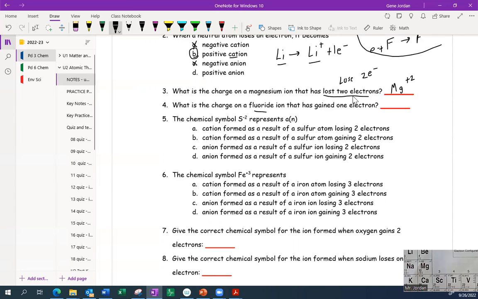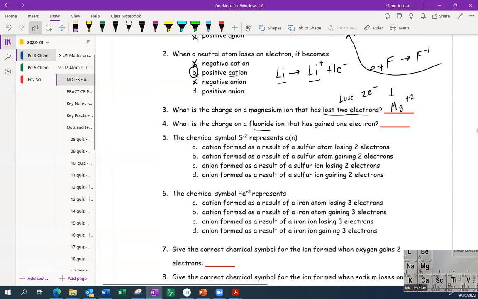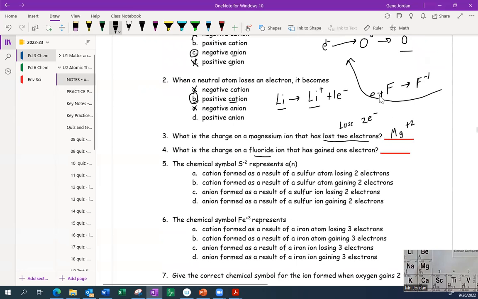What is the charge of a fluoride? Actually, I gave the example here that has gained an electron. So here's the example: we have a fluorine atom, and an electron comes over and attaches itself to fluorine to make it a negative ion. So what is the charge? It's going to be -1. What is the charge for magnesium? +2. I guess that's all I had to write.